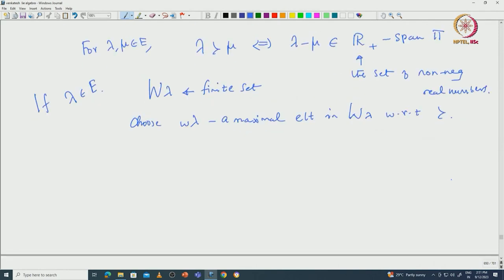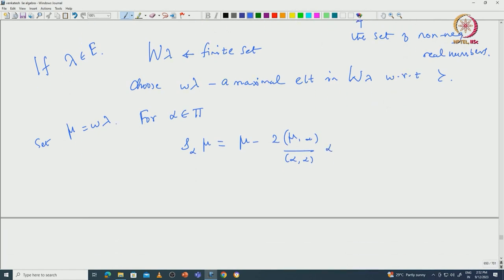Now we set mu to be this W lambda. Our claim is this mu must lie inside the closure of the fundamental chamber. So why is that true? For alpha in pi, we can see that S alpha of mu will be exactly mu minus twice mu alpha divided by alpha alpha. So this implies mu minus S alpha of mu, which is twice mu alpha divided by alpha alpha, is definitely inside the real span of pi.